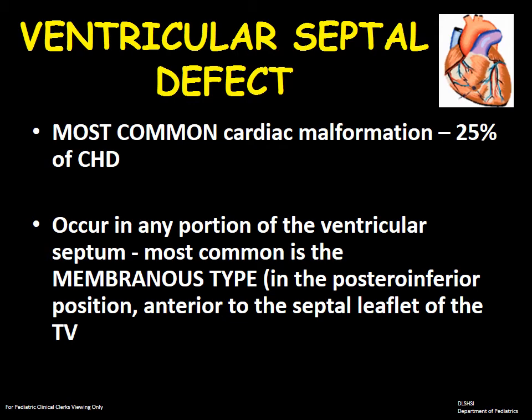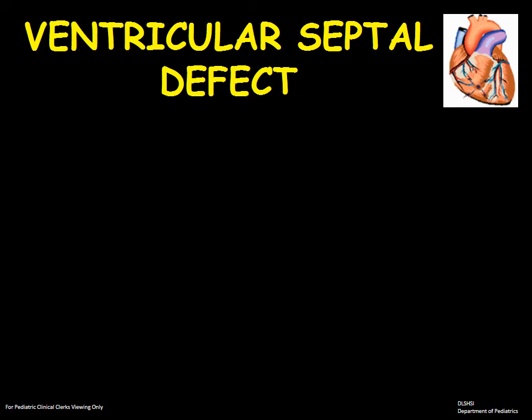Now we go to ventricular septal defect. It is the most common cardiac malformation, accounting for 25% of CHD. It occurs in any portion of the ventricular septum, most common of which is your membranous type in the posterior inferior position, anterior to the septal leaflet of the tricuspid valve.